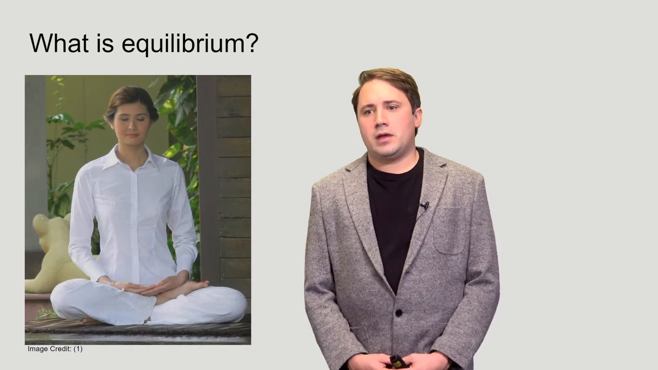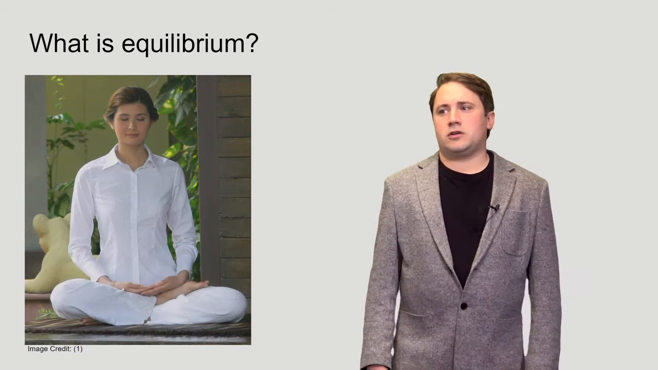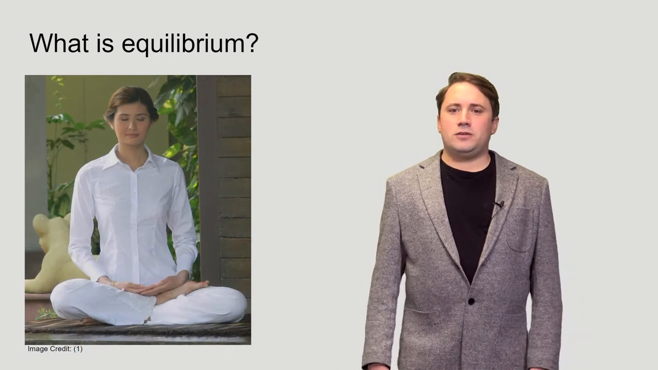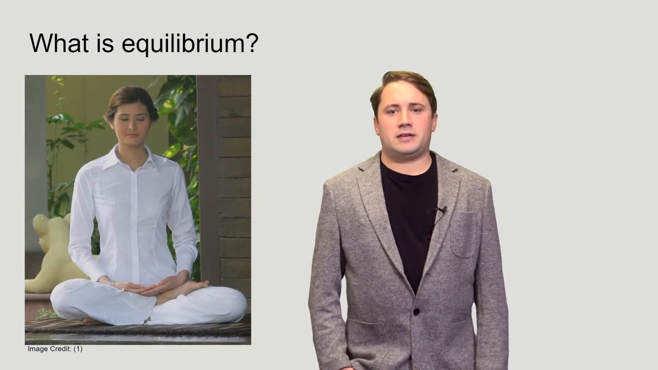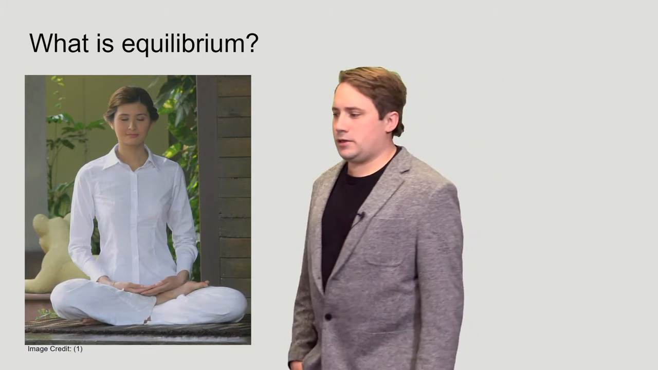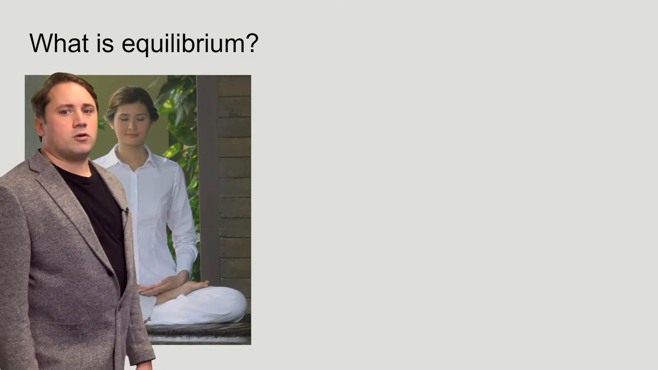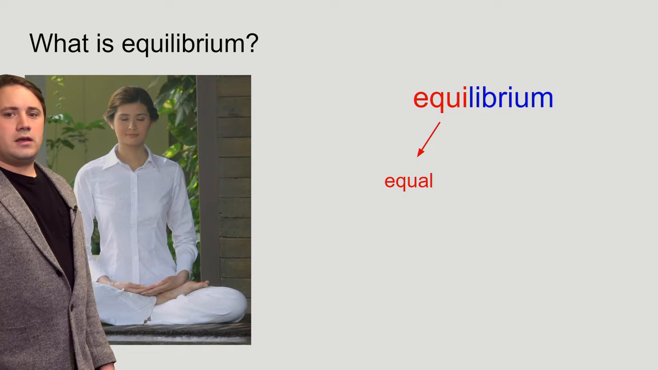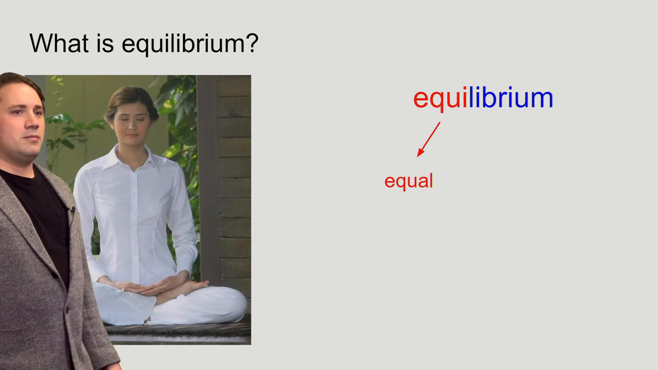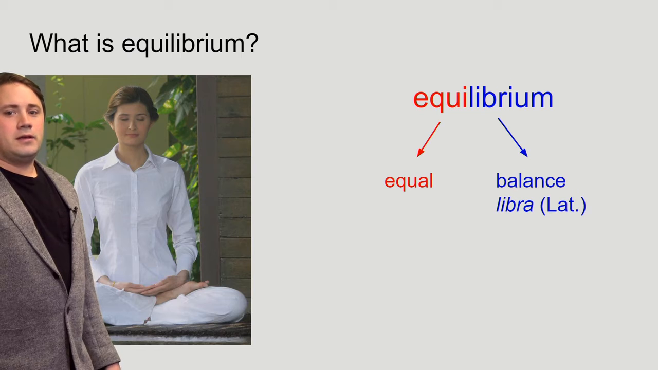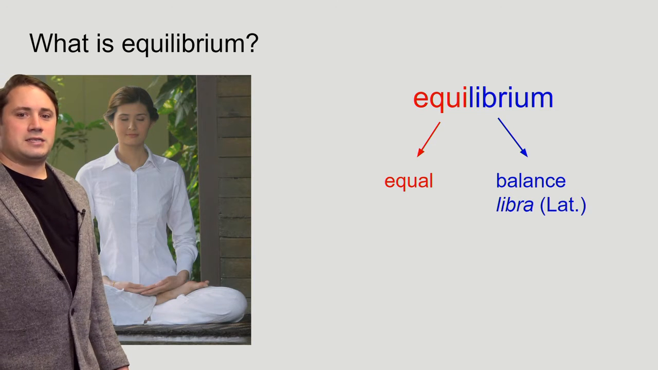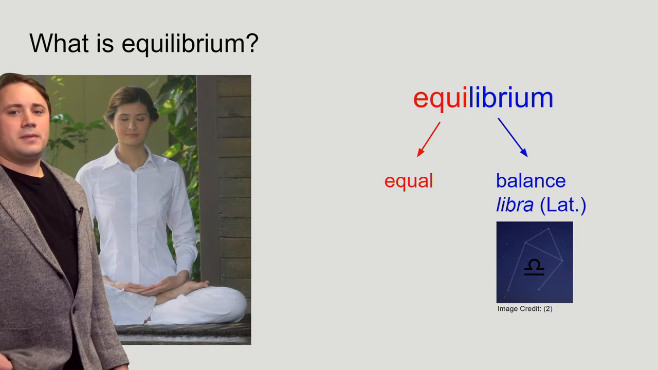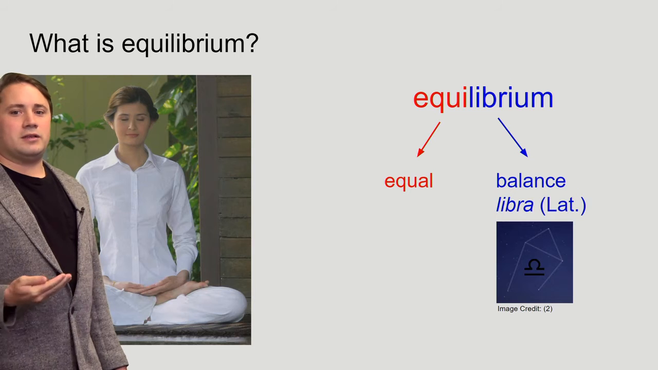So what is equilibrium? Well, there's a popular definition of the term suggesting inner harmony or harmony with one's environment, and this isn't too far off from the scientific definition of the term. And we can break down the word into its components to consider what the word might mean. So if you take equilibrium, equa means equal, and librium means balance in Latin. And you might also recognize this from the zodiac sign Libra, which is a scale. And so the term suggests that things are in equal balance with each other.